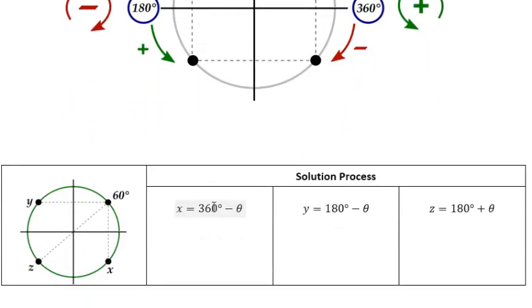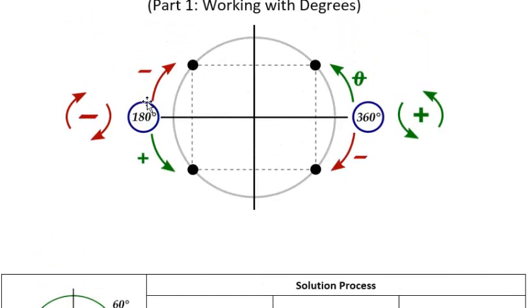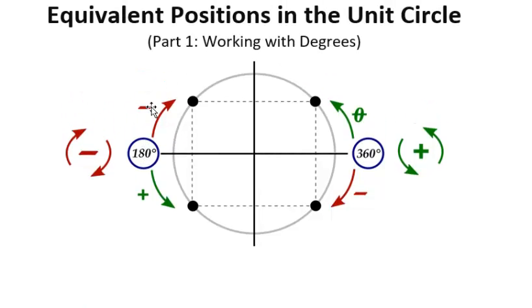You don't need exactly a formula. You can easily understand it if you see the drawing. You're moving backwards, so you're subtracting from 180, or you're moving forward, then you will be adding to 180, or you're moving backwards from 360, so you will be subtracting from 360.